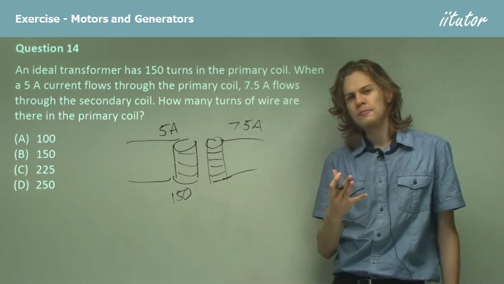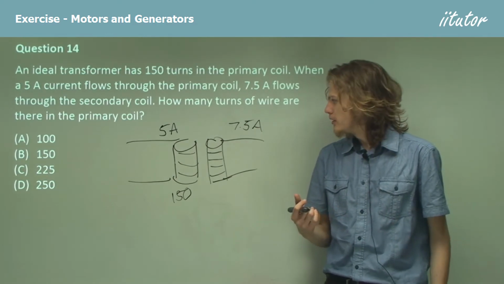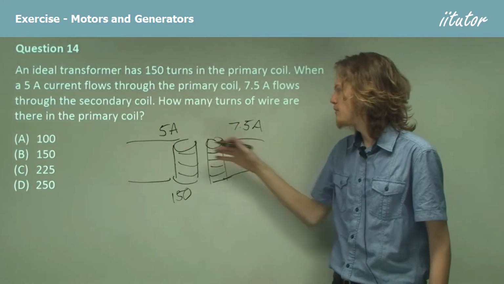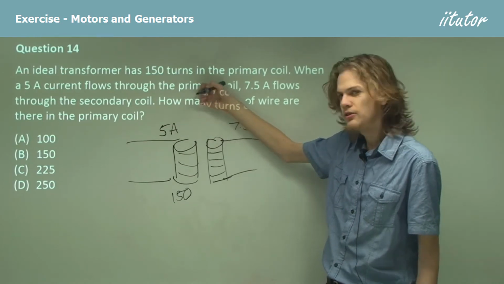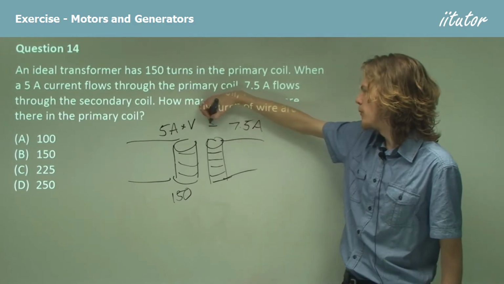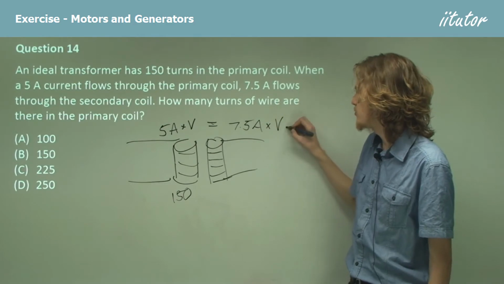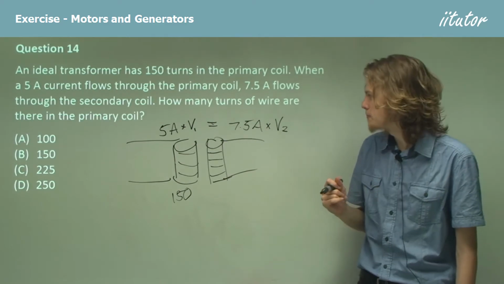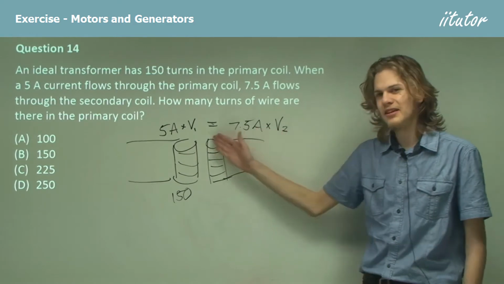So we know that power in a transformer is never going to increase, right? It's going to be conserved. So that means that if this has a higher voltage, this will have a lower voltage, because 5 amps times whatever voltage, we'll just call it V, has got to equal 7.5 amps times the other voltage. So we can call these V1 and V2, or V primary and V secondary. So we can see that V2 will be less than V1.